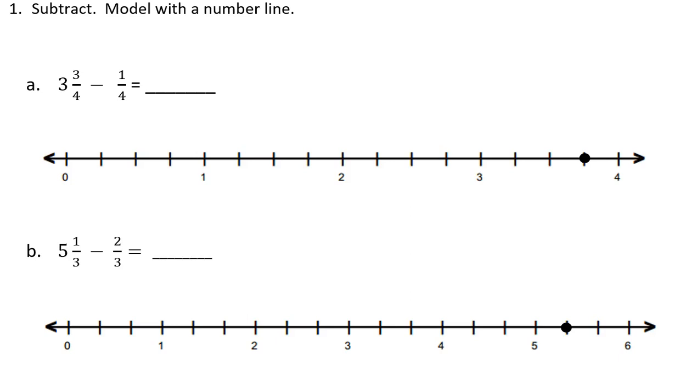This tutorial is for 4th grade, Module 5, Lesson 32. In this lesson, we're going to find the difference between mixed numbers and fractions. In the first section, we'll subtract by using the number line as our model.